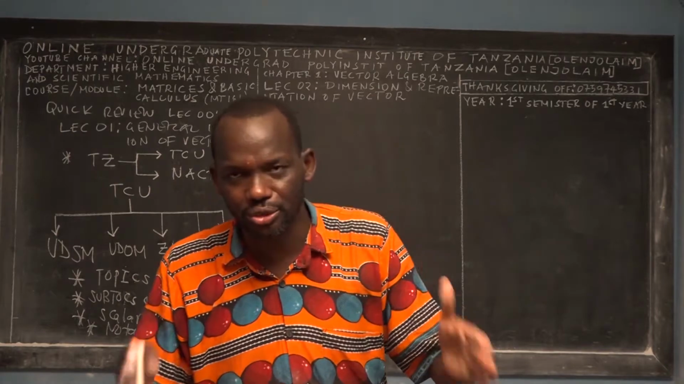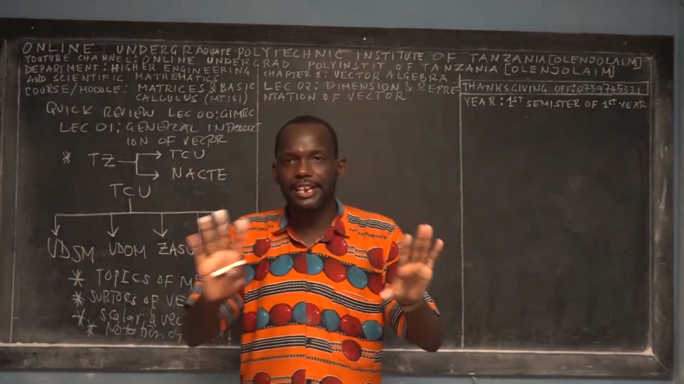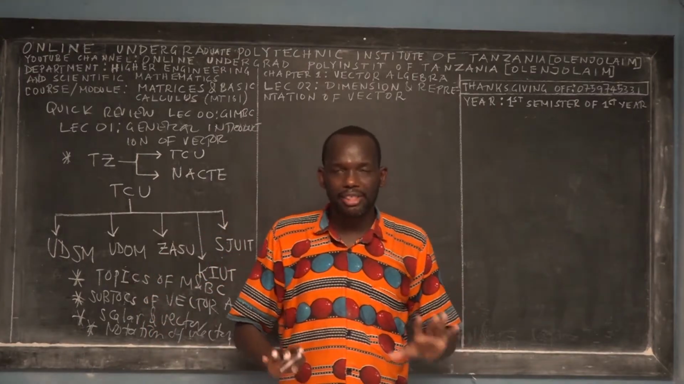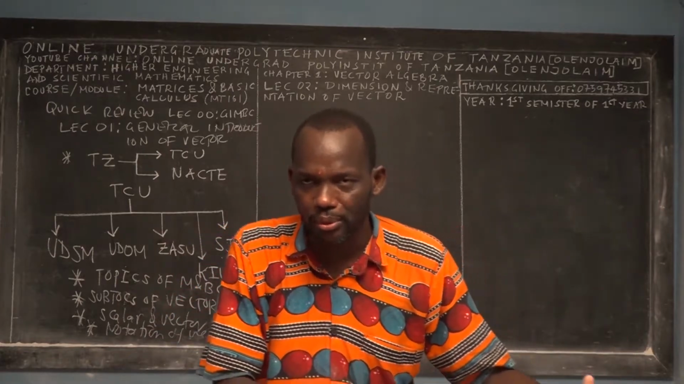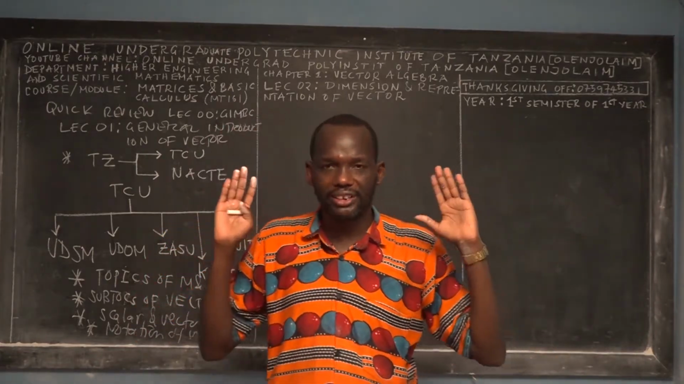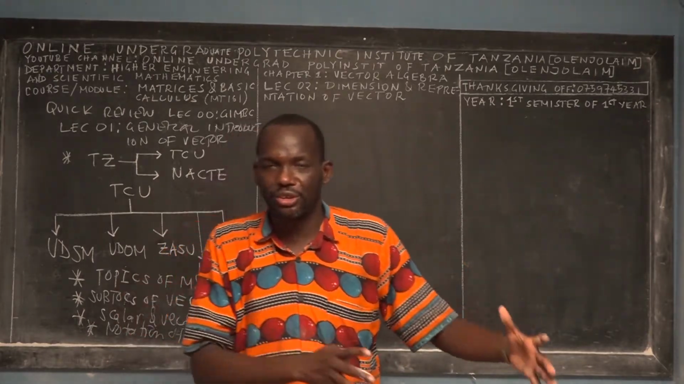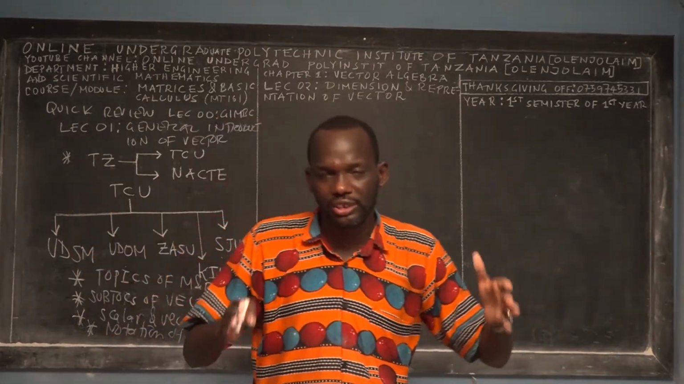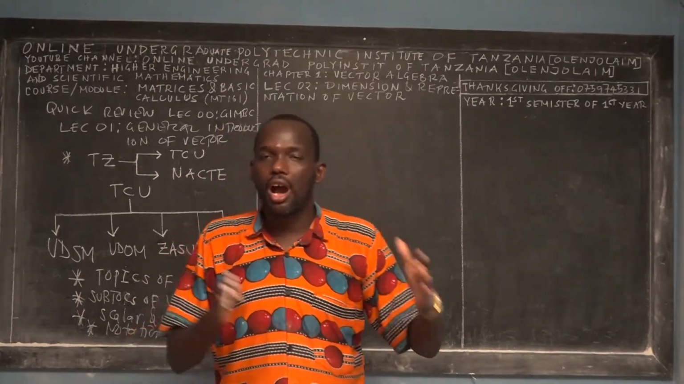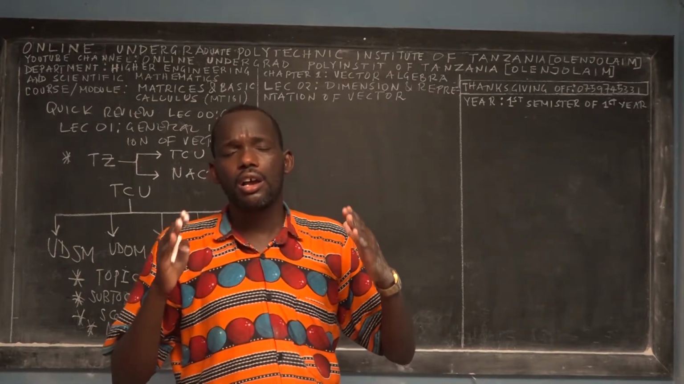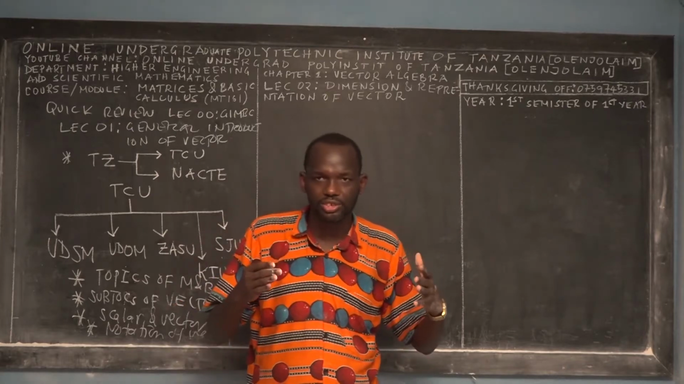In dimension and representation of vector, possibly you might find that I will be talking about things or concepts that you know, but remember that I will be teaching this course regardless of what level of mathematics you have. I know you cover some of the contents at ordinary level, because vector, for instance, is one of the topics in Form 4. And you also cover it during your ordinary diploma or your advanced level, because vector is one of the topics in advanced mathematics in Form 6.